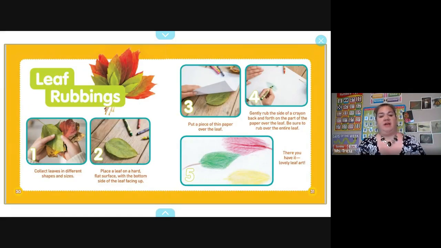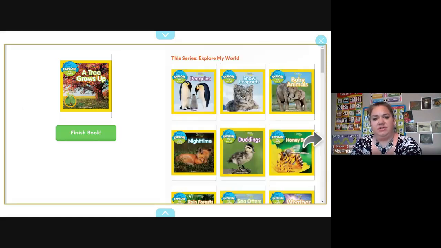So here's another activity that you can do that I highly recommend. It says collect leaves in different shapes and sizes and place a leaf on a hard flat surface with the bottom side of the leaf facing up. Put a piece of thin paper over the leaf and gently rub the side of a crayon back and forth on part of the paper over the leaf. Be sure to rub the entire leaf, and then you can see all the veins inside the leaf. And you also have lovely art.